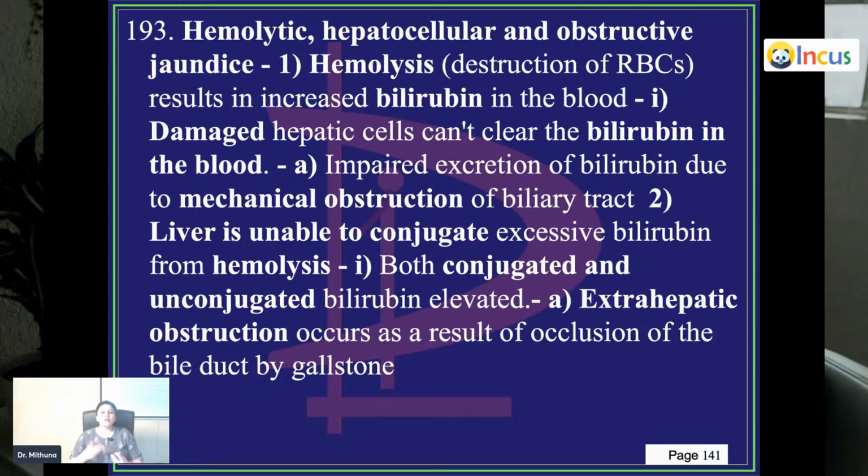What happens if you have more damaged liver? If there is cirrhosis of the liver, if there is any kind of pathology involving the liver, they're not able to clear this bilirubin in the blood. That can lead to hepatocellular kind of jaundice. And then there is obstructive. Any kind of obstruction at that level, either at the cystic duct or at the common hepatic duct, anywhere in that area can lead to obstructive jaundice.